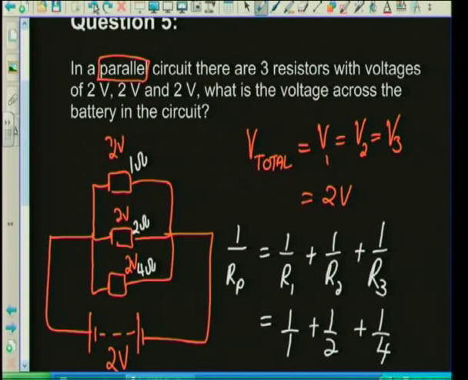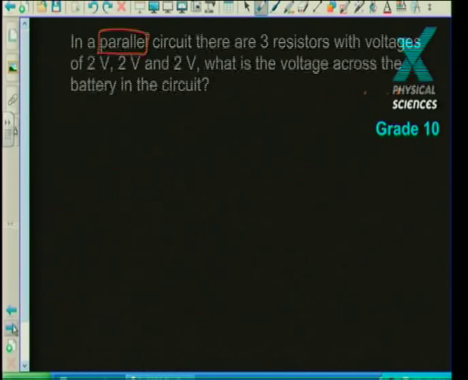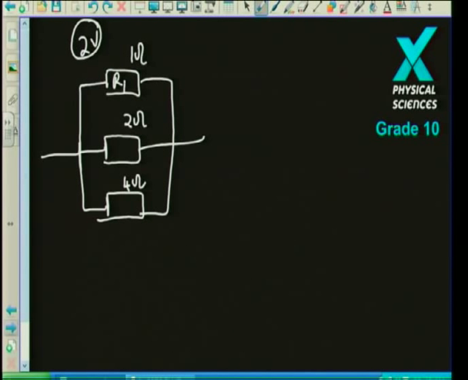Now, I told you there were 2 ways you could have done this. Let's look at that way quickly. I'm just going to quickly redraw this part of the circuit because it's getting a bit messy. Let's do it actually on another page. Okay, so we have our 2, and I said they're all 2 volts, and I said this was 1 ohm. We said this was 2 ohms, and we said this was 4 ohms, and we have 2 volts for all of them. Okay, let's call this one R1, R2, and R3.